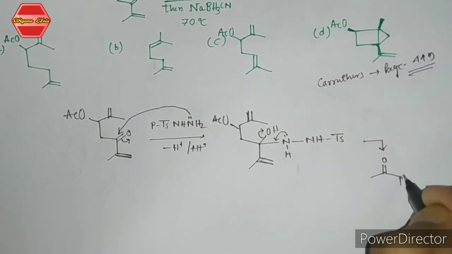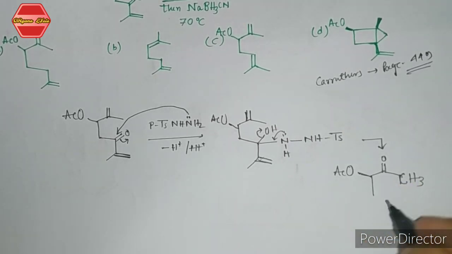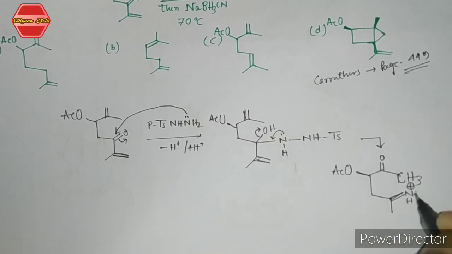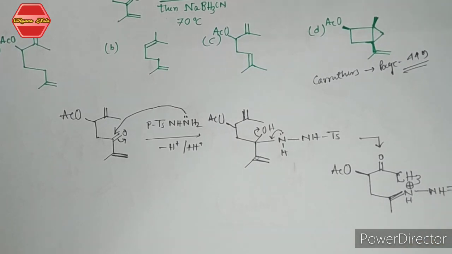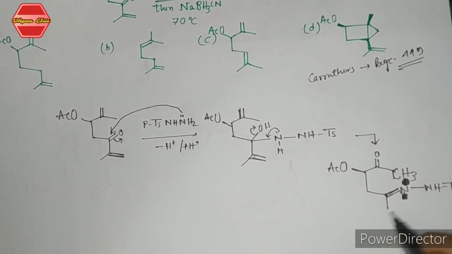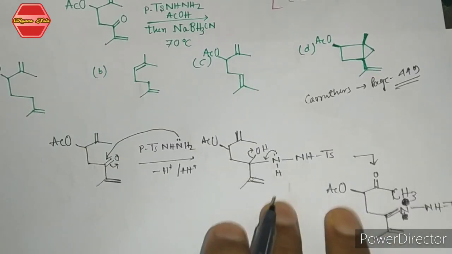So now there is the substrate that you have, this is a methyl CH3, there is the acetyl group, and there is a double bond, NH is positive, and NH and Ts. So this positive charge will be neutralized by removing this hydrogen. So this is the overall product after the reaction with para-tosyl hydrazine.